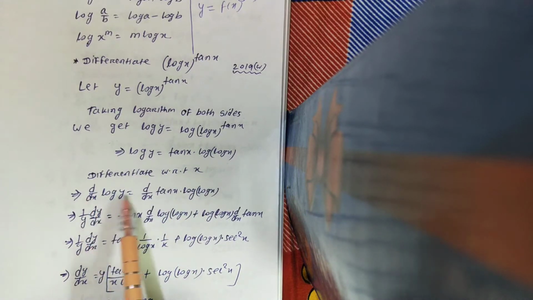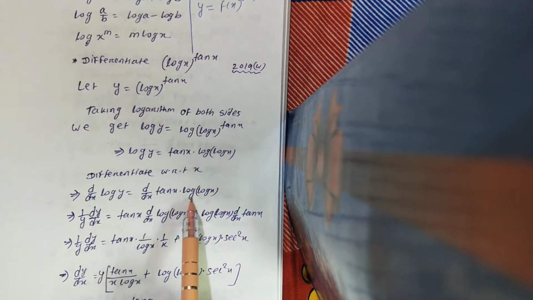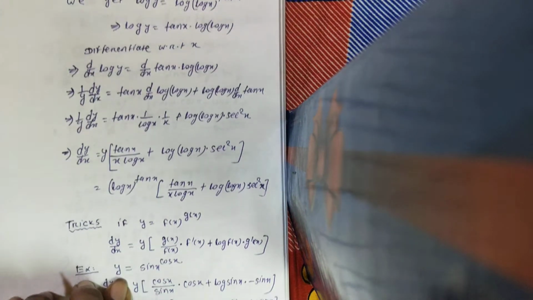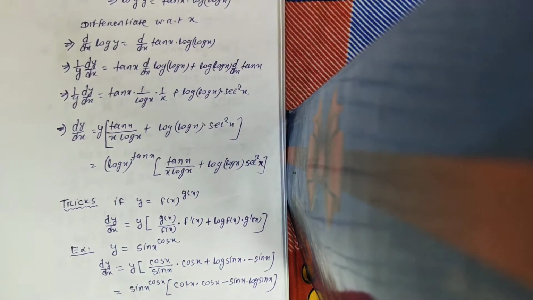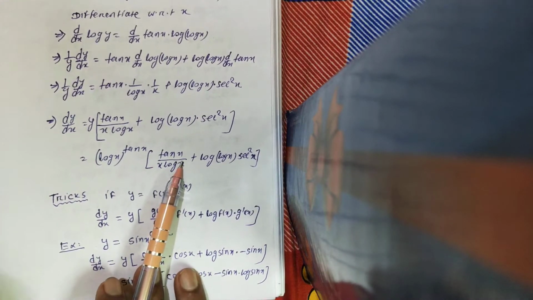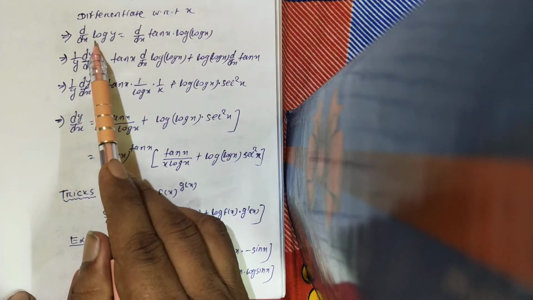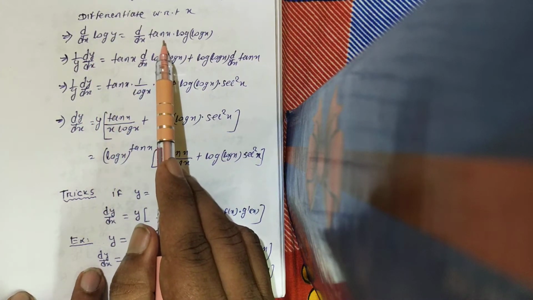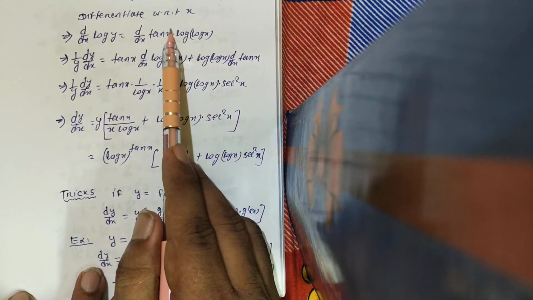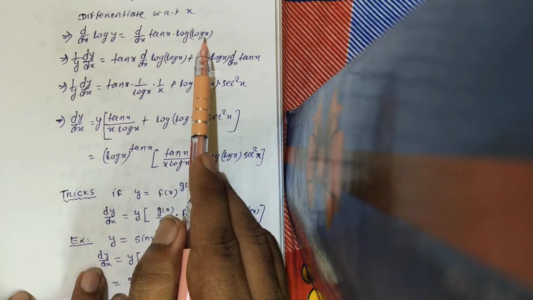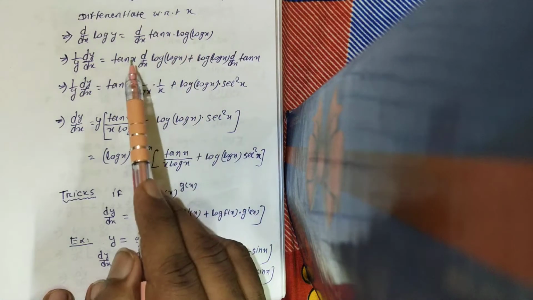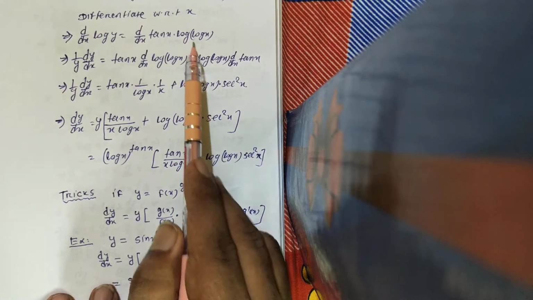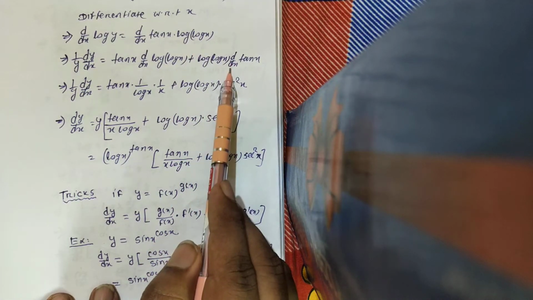That means d by dx of log y is equal to d by dx of tan x into log of log x. Now the derivative of log y will be 1 by y dy by dx. Here we are going to use the product rule, because we take tan x as f(x) and log of log x as g(x). So we know that formula: taking the first function, take the derivative of the second function, plus keep the second function as a constant and take the derivative of the first function.